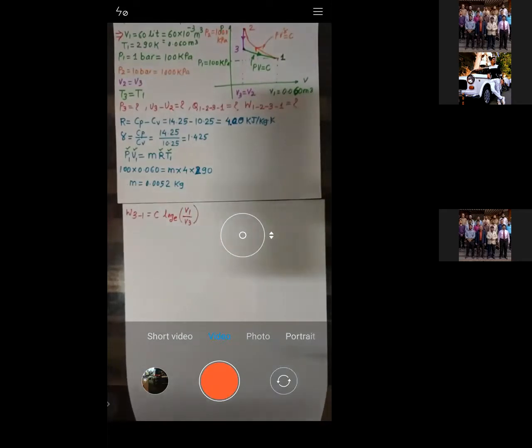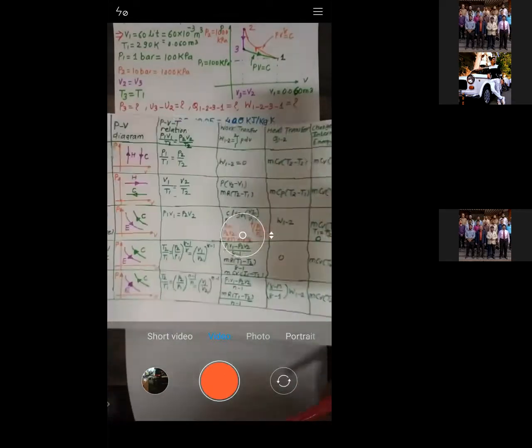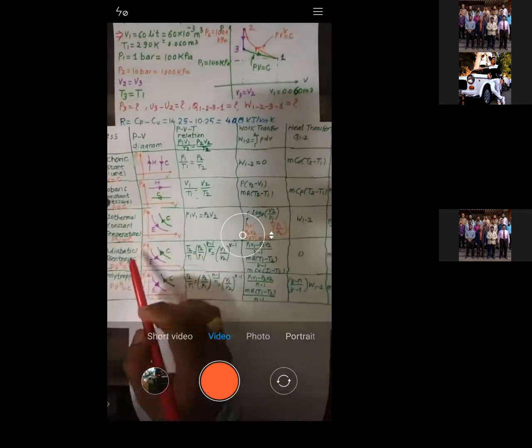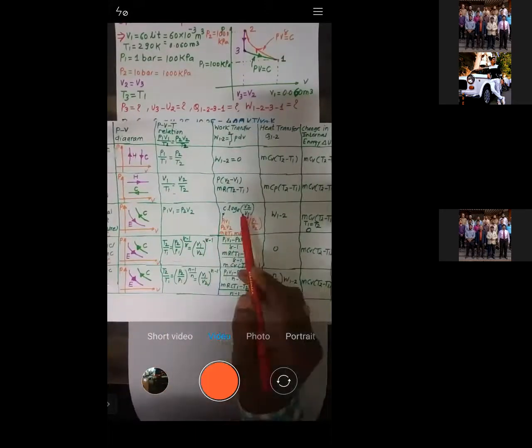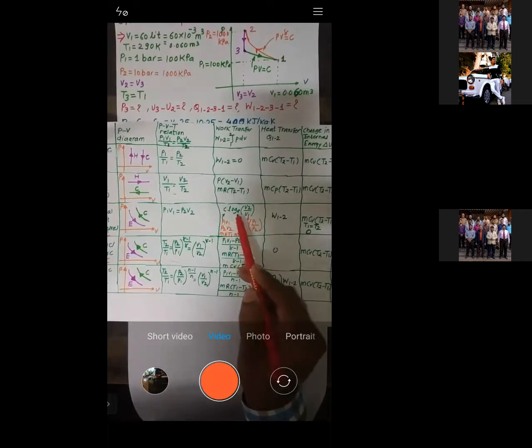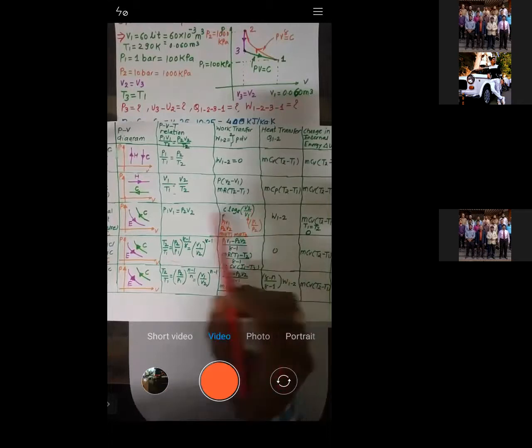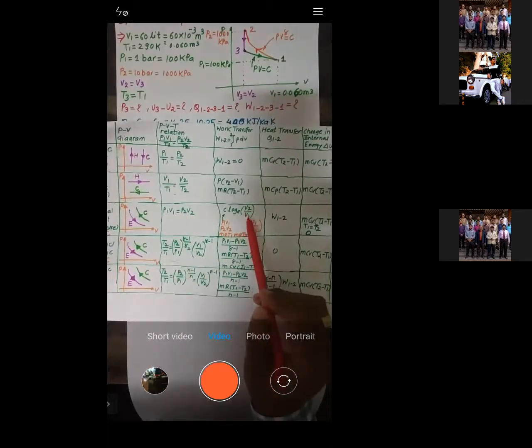Are you able to understand this formula? Let me know. Is it okay with the formula or not? See, I'll just browse this table. It's an isothermal process. So for an isothermal process, how will you calculate work done? It is C into log e V2 by V1 because the process is 1 to 2. You can see the process is 1 to 2. So final volume by initial volume.